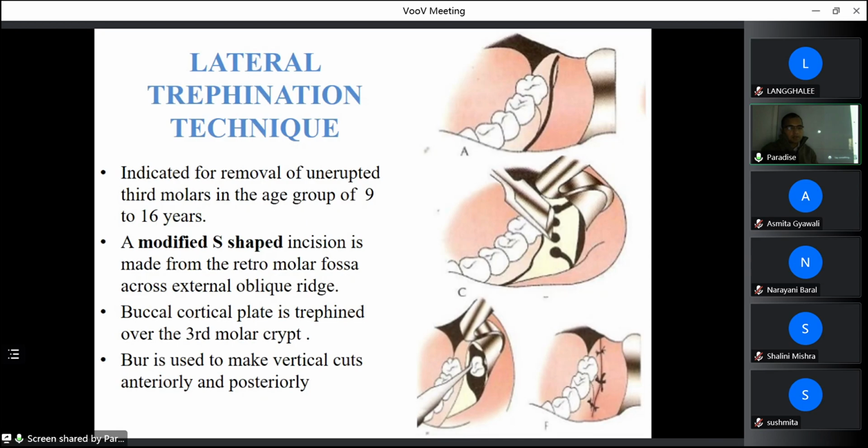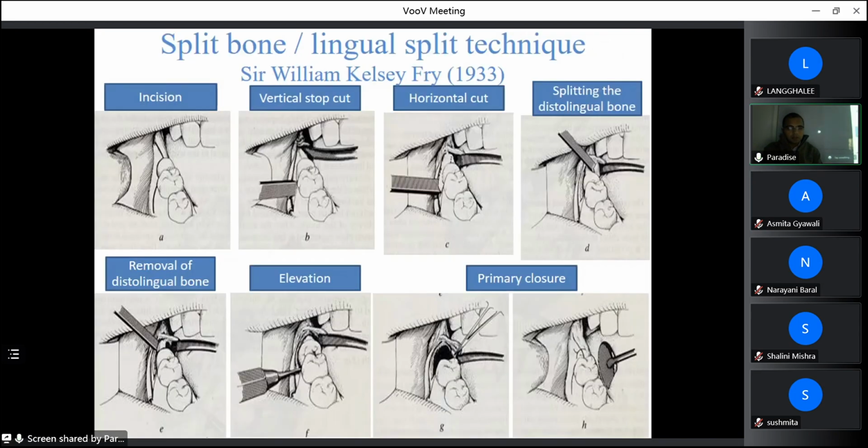That's the lateral decompression technique. It is an old technique. It is not used nowadays. It is only of historical importance. Another technique is the split bone or lingual split technique. It was given by Sir William Kelsey-Fry in 1933. It is also not used nowadays. It is only of historical importance, but sometimes they ask the question, so you must know.